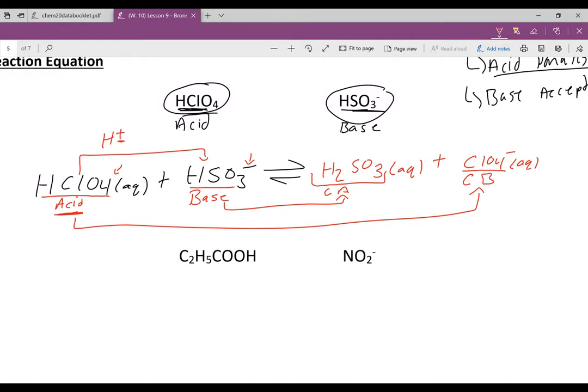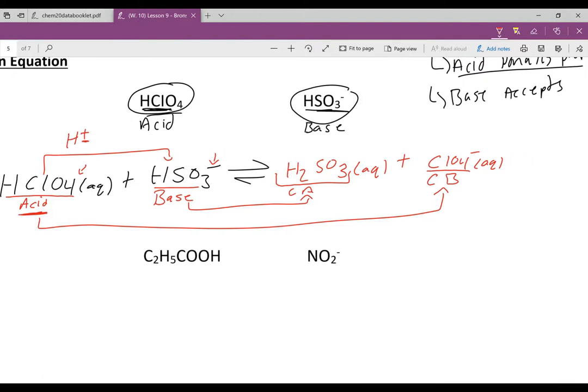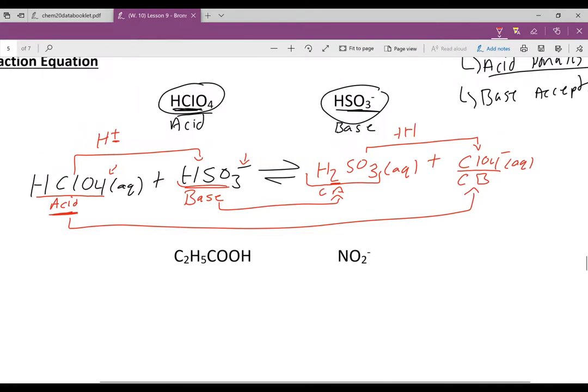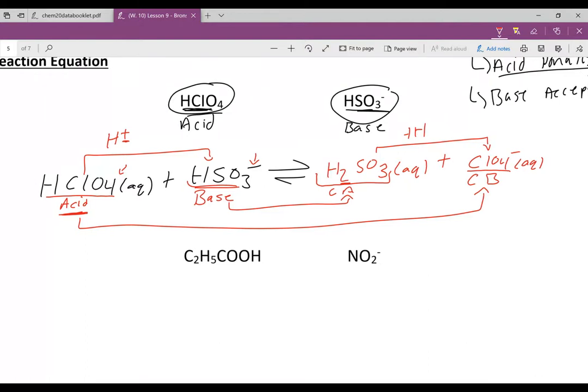If we were talking about the reverse reaction, well, you can see that this guy would be donating its H+ if we were going in the reverse reaction, right? If he lost an H, he would turn into HSO3 negative, as you see here. So again, that's an equilibrium. The reverse reaction is occurring at the same rate as the forward reaction.